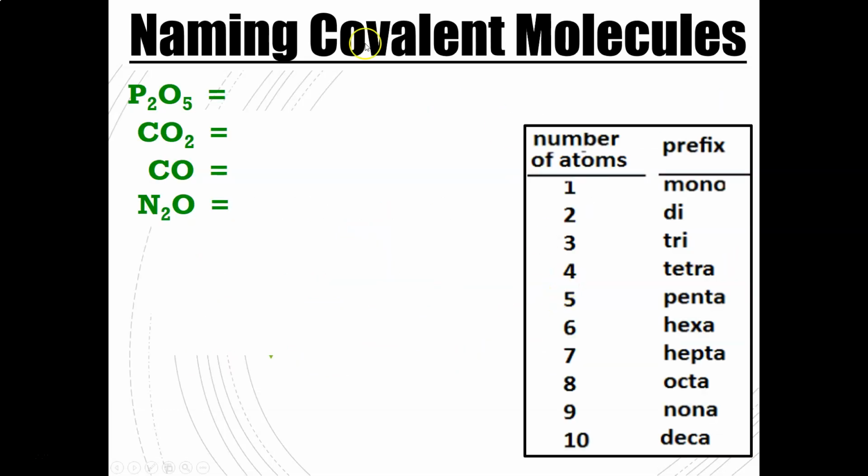Let's do a couple practice. P2O5. Well, I have 2 phosphoruses, so that'll be a prefix of di. So I say diphosphorus. There are 5 oxygens, so I say penta. And then I don't say oxygen, I say oxide. And then I check for double vowels. I don't say pentaoxide, I say pentoxide. So diphosphorus pentoxide. You can see I got rid of the A here. We don't want that.